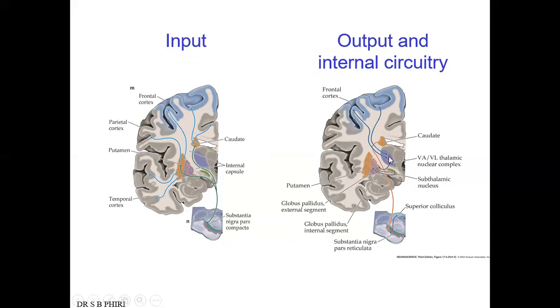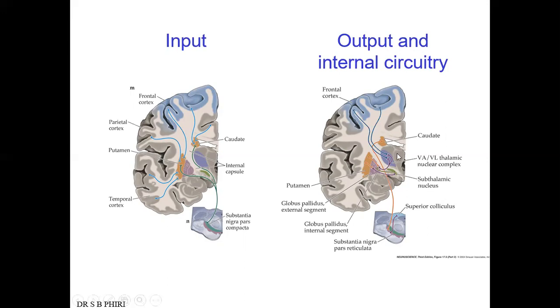So in the thalamus, we have the ventral anterior and the ventrolateral thalamic nuclear complex that will receive, and then it will communicate with the other neurons that are projecting to the cortex. And these neurons are the ones that are communicating with the upper motor neurons involved in particular movement. So this is the output.